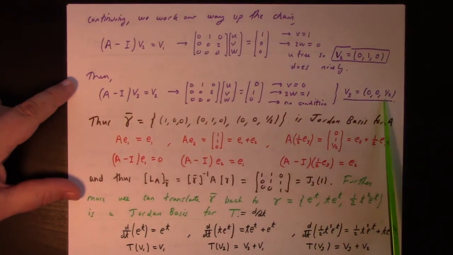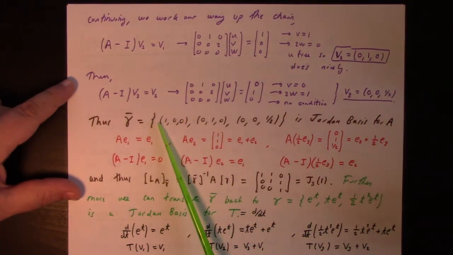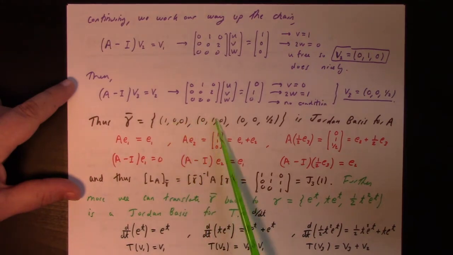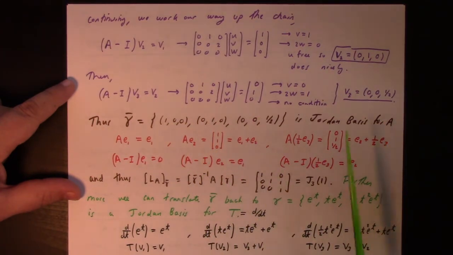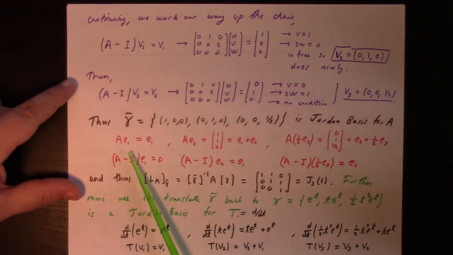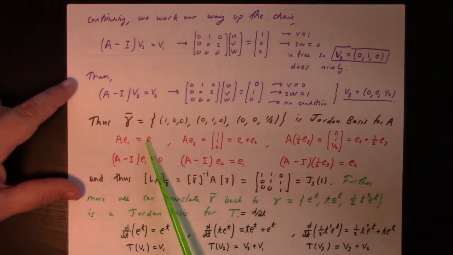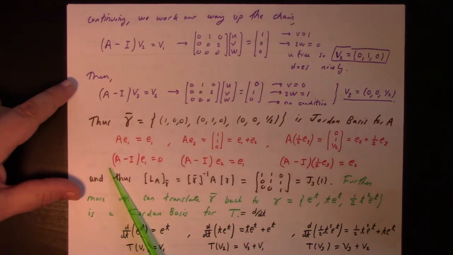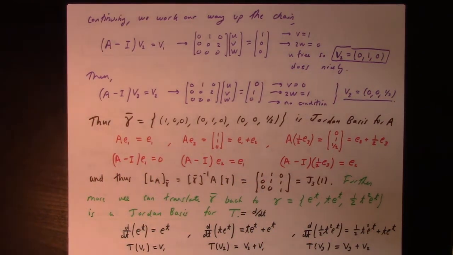All right. Now that gives me gamma bar: E1, E2, and then 1 half E3 is a Jordan basis for A. Now let's just check our work since it's pretty easy to do here. A E1 is E1, that means E1 is an eigenvector with eigenvalue 1. And it'd probably be helpful for me to actually write A on this page. What was A?